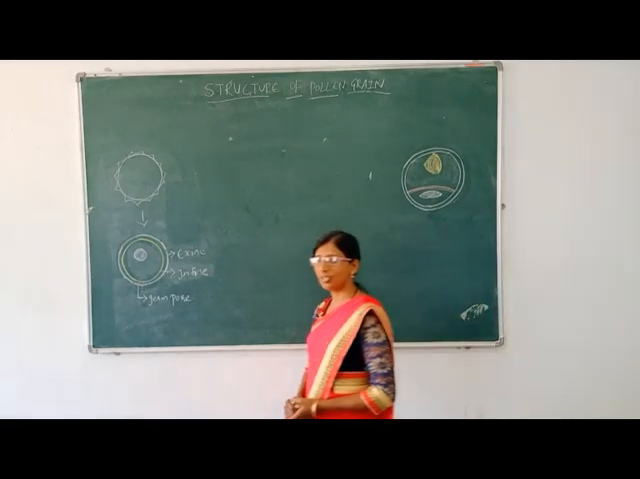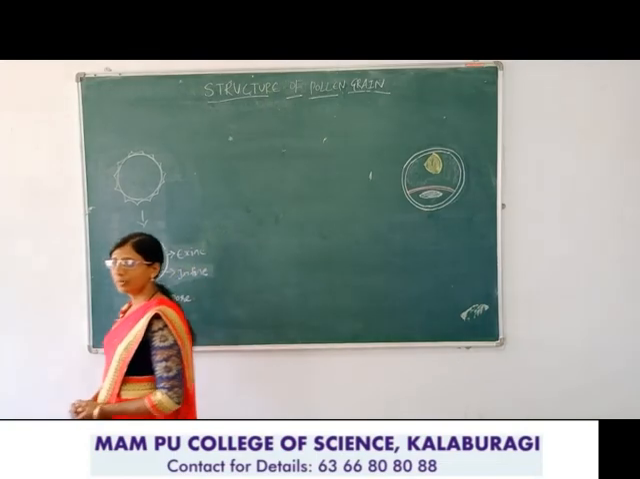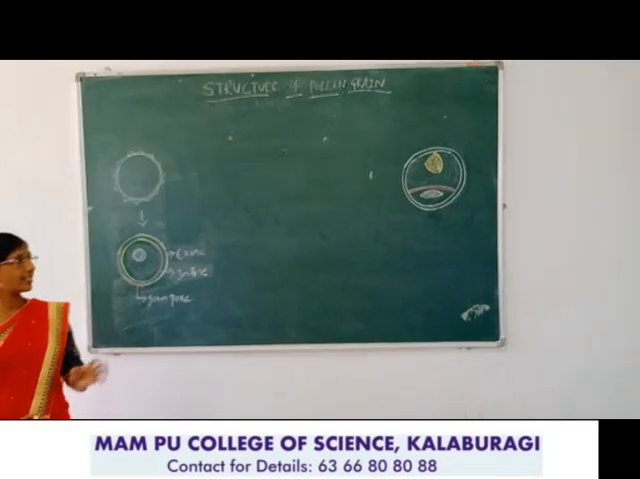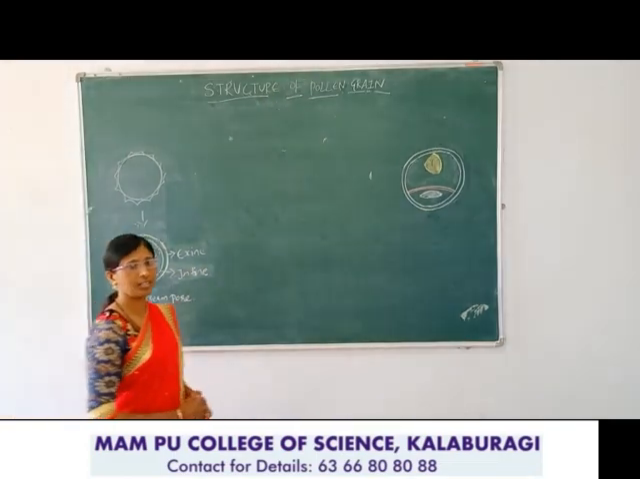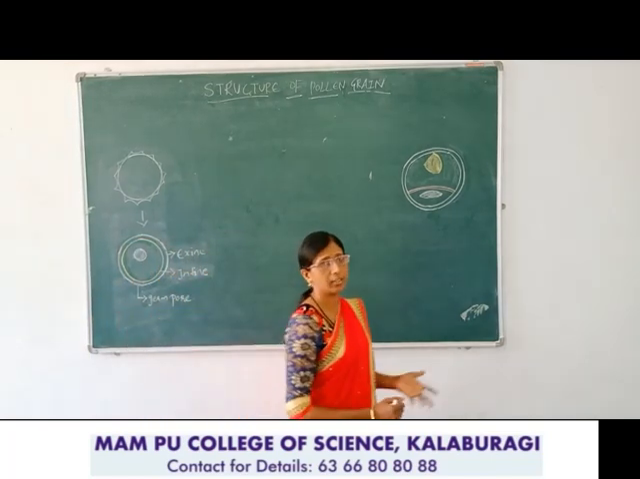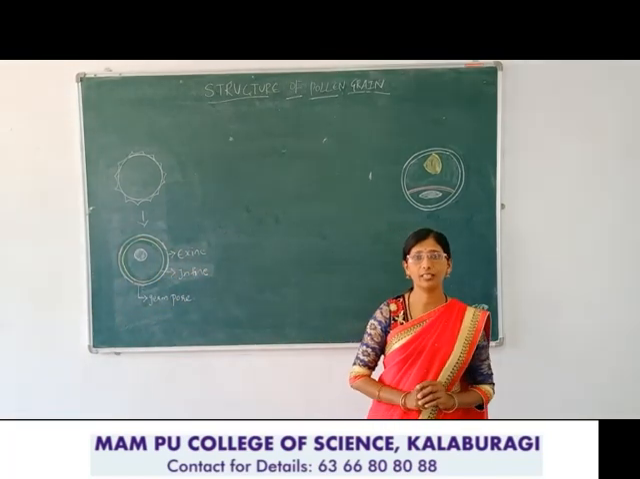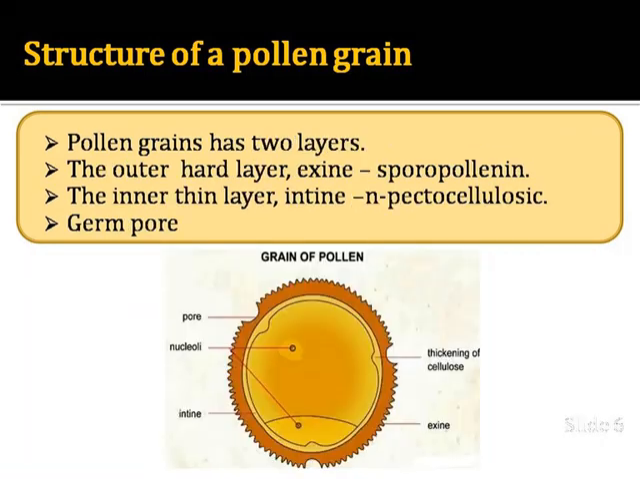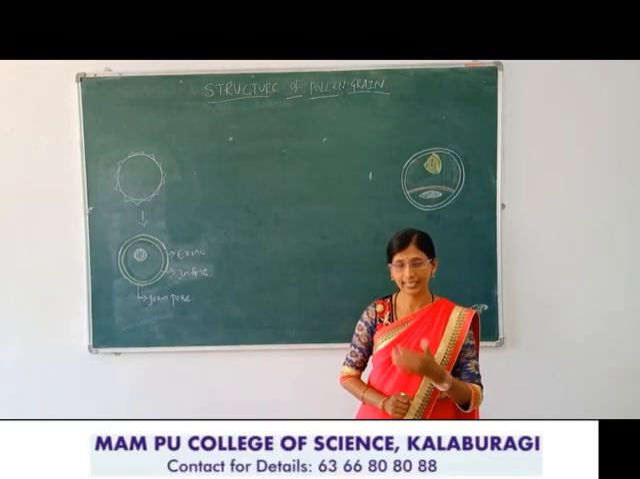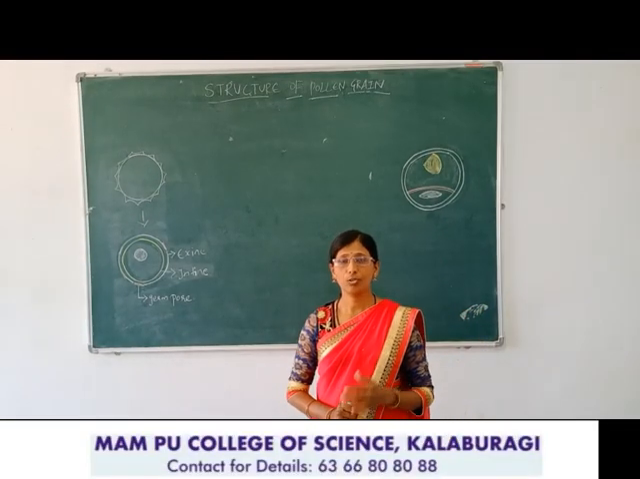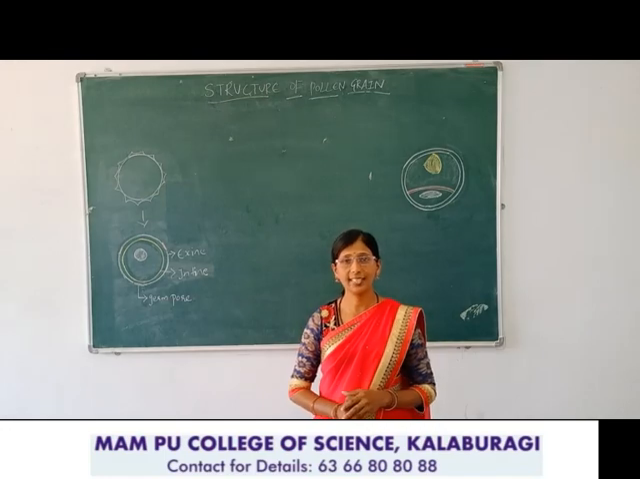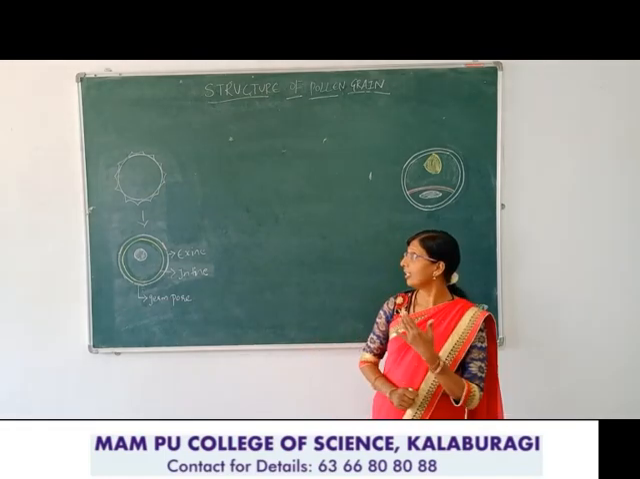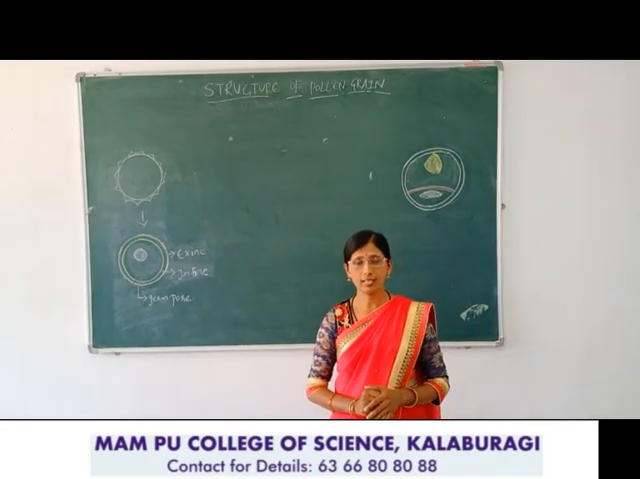Good morning to all. Already in the previous class, we studied the structure of pollen grains. I already told you it is the male gametophyte, and the pollen grain is surrounded by two layers, the exine and intine. Exine is the outer covering, the inner is the intine. The exine is made up of sporopollenin and the intine is made up of pectose and cellulose.